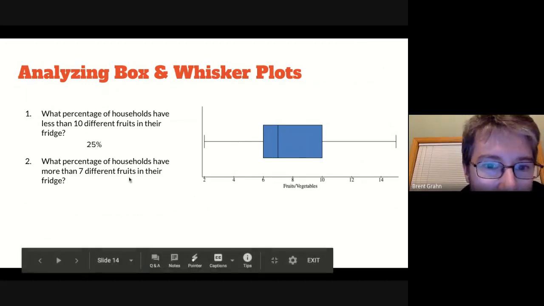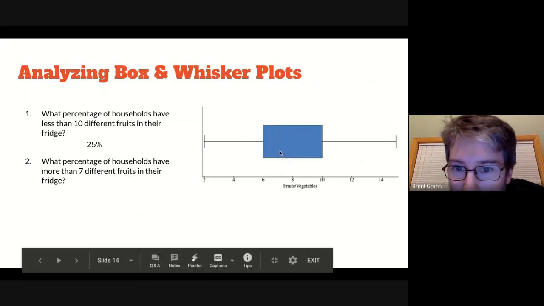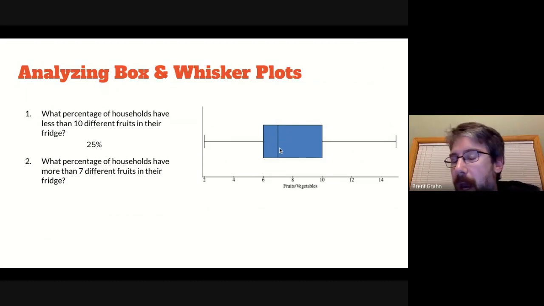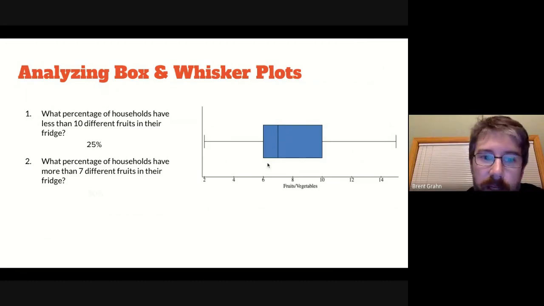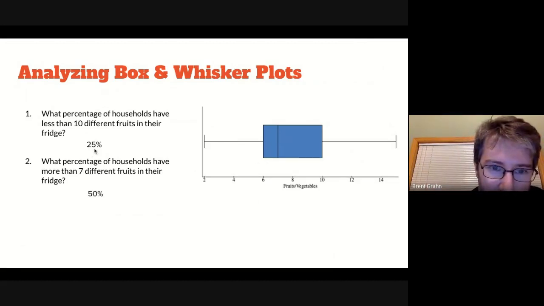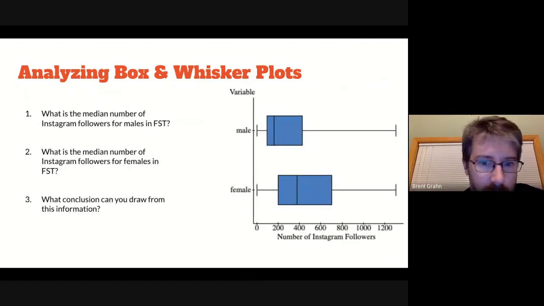Whoops. And then what percentage of households have more than 7 different fruits? Well, if the median was 7, then half are more than the median. So that would be 50%. So again, this 25% should be a 75%. All right, and I believe this is the last slide.